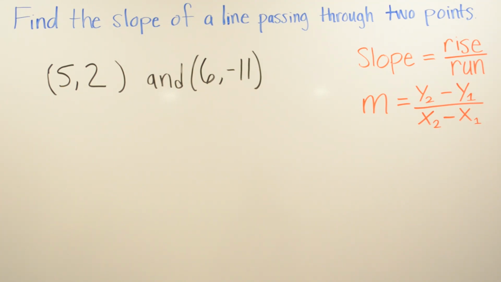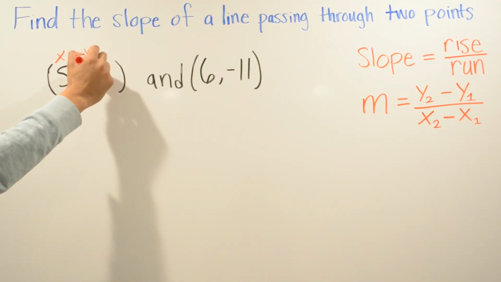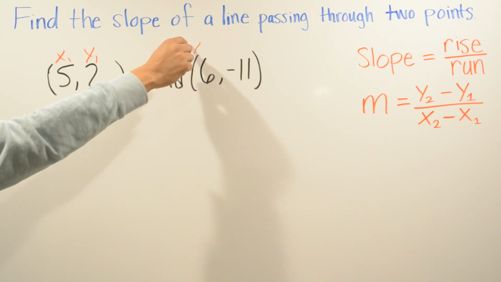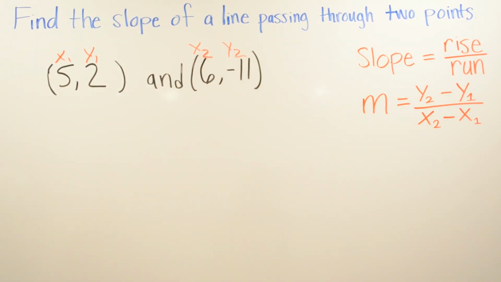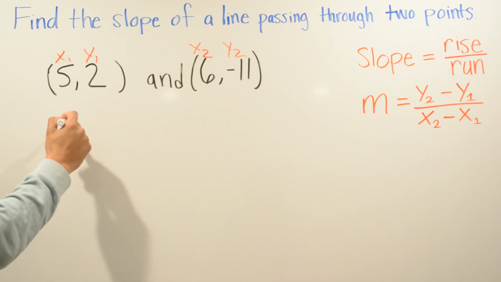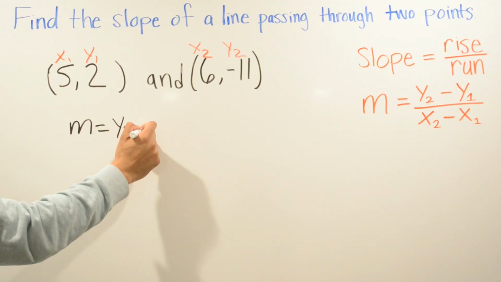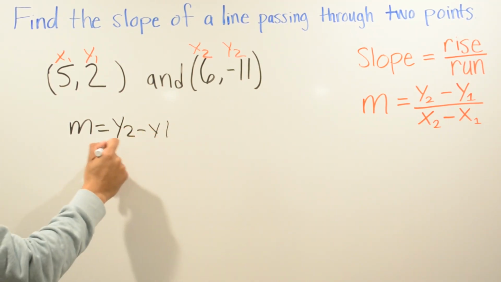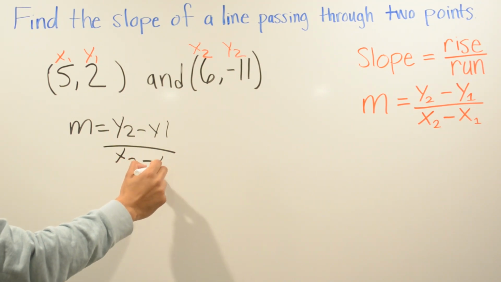Okay, so we're going to go ahead and label them like we always label them. It's going to be x1, y1. We're going to have x2, y2. Then we're going to go ahead and just put the formula. So the formula is the same one. M equals y2 minus y1 divided by x2 minus x1.